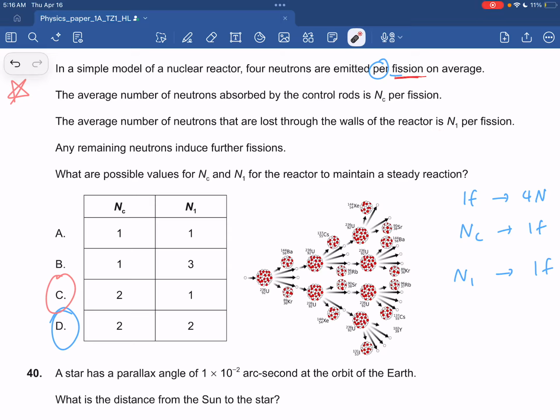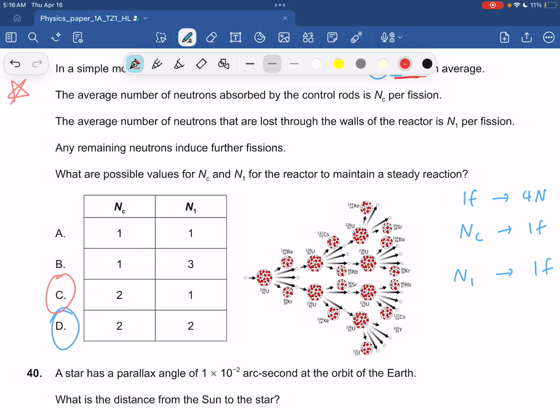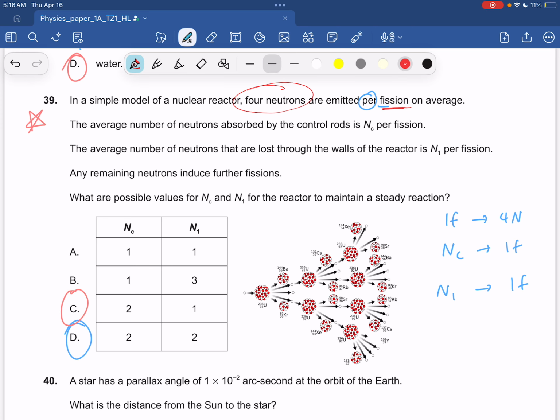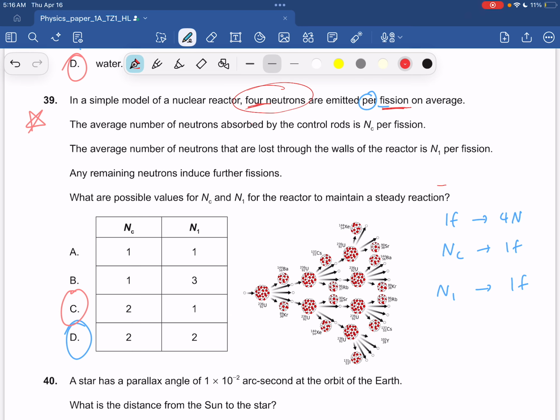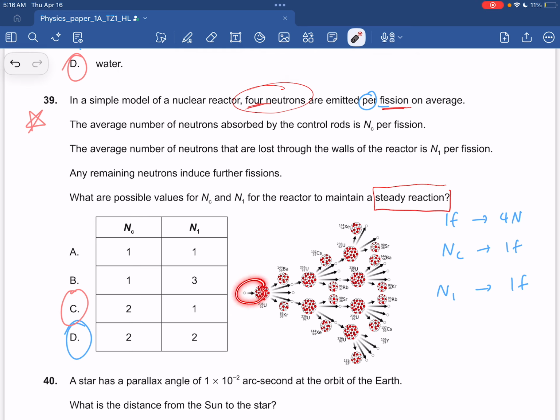So basically here we have four neutrons being emitted per fission. In this figure you can see only 3, right? But in this one it means 4, so we should have 4 of them. And they ask how to maintain a steady reaction. What does it mean by a steady reaction? Steady reaction means that after one reaction you have another one, so you can keep the number of reactions under control. It doesn't increase, it doesn't decrease. We just keep it constant, right?